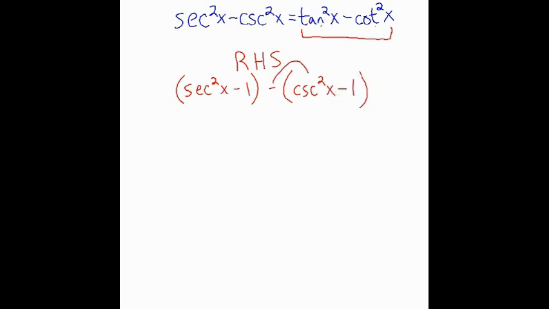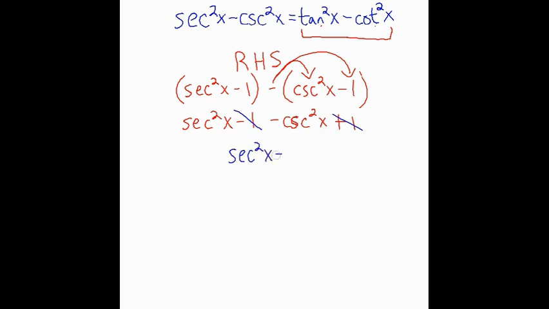Now I'm going to go ahead and distribute this negative so I can drop the parentheses. That's secant squared x minus 1 minus cosecant squared x plus 1. And we can see the negative 1 and the 1 cancel, and I'm left with secant squared x minus cosecant squared x, leaving me my left-hand side, and we're done.